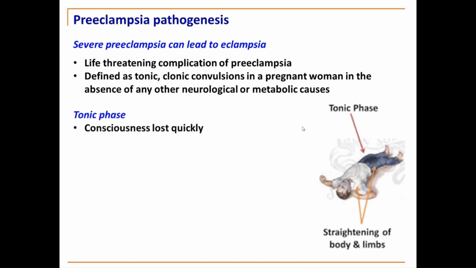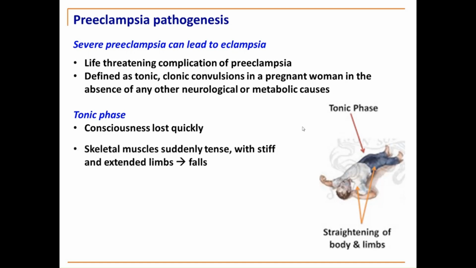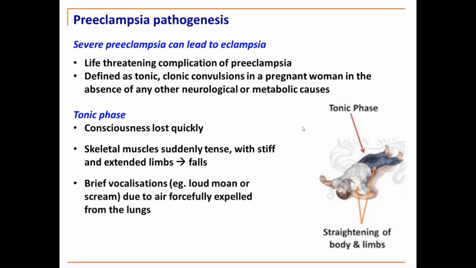So there's the tonic phase, hence why it's called tonic-clonic. This is where consciousness is lost quickly. Skeletal muscles suddenly tense with stiff and extended limbs, and that can obviously lead to people falling over. There are brief vocalizations, for example, a loud moan or a scream, because the air is being forcefully expelled from the lungs, but it only lasts for a few seconds in general.